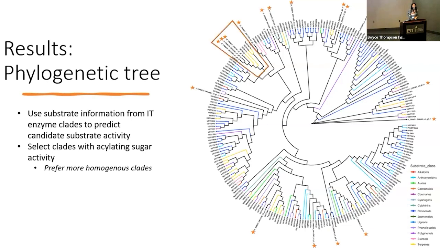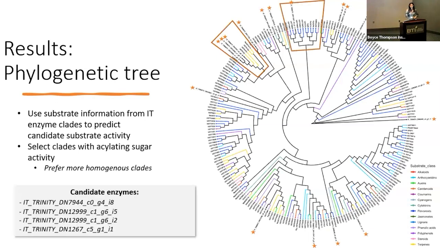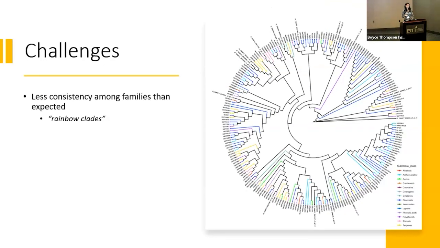So with that, we got this clade. Yellow is terpenes, so it's a group of terpenes that are candidates, and this one has flavonoids. And so that gives us these 4 candidate enzymes. However, there was a lack of consistency among all of these enzymes that we saw on the clades.